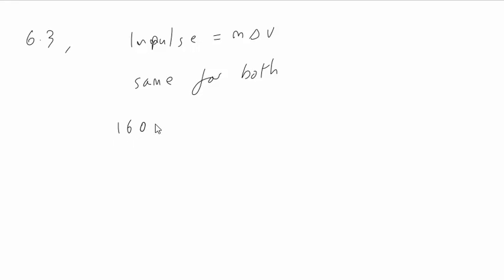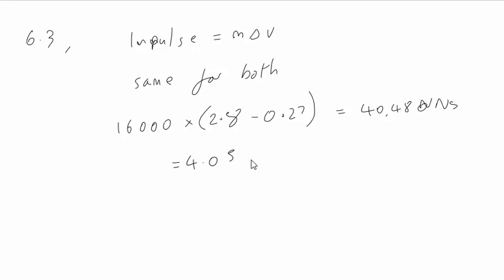So we can just work out the change in momentum for one of the trucks. So I'm going to have a mass of 16,000 times the change in speed. The initial speed was 2.8 minus the final speed of 0.27. This gives an impulse of 4480 units of Newton seconds. Or we can have 4.05 times 10 to the 4 Newton seconds. Or we could use kilogram meter per second.